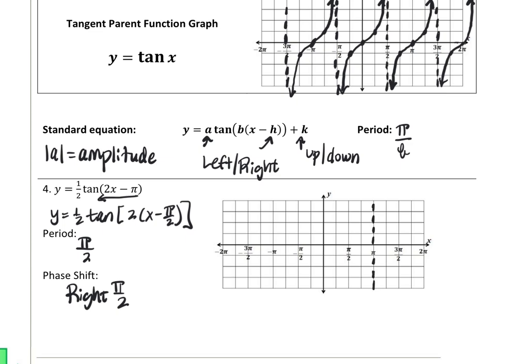Then we know we have a period of pi over 2. So at pi over 2 is the distance that the whole thing is, from asymptote to asymptote. So pi over 2 from there would be here. Here's our other asymptote. So this one's really skinny. Look at that. Awesome.